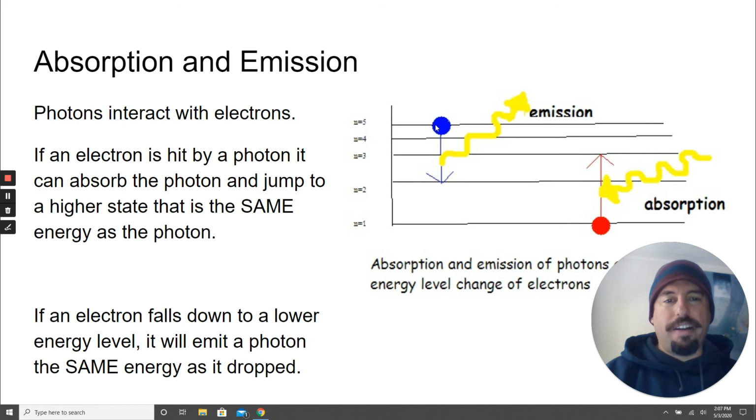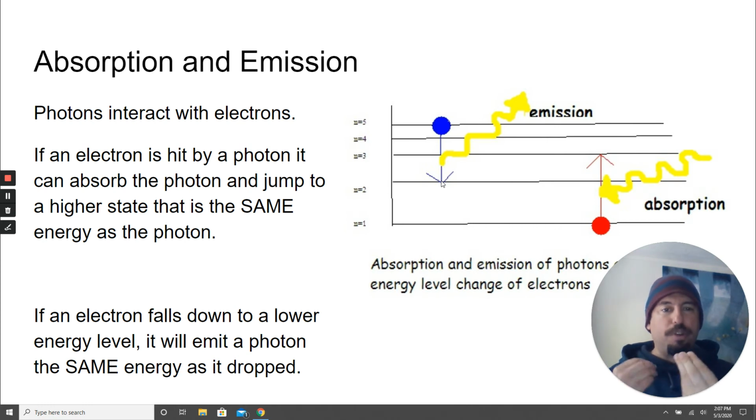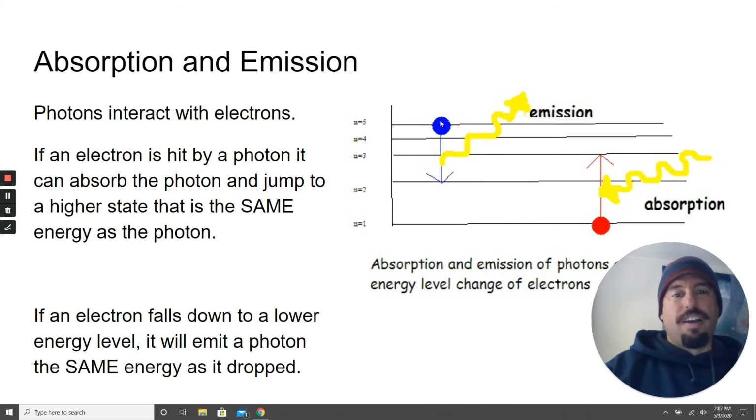Electrons, though, don't like to be up in higher energy levels. They're unstable. So they like to go down. And when they fall down, they will emit a photon. So when the electron drops, it produces light energy. And that light energy will have the same energy as the energy lost by going down a level or 2 levels. So you can see here, this electron is dropping from n equals 5 to n equals 2. If there was 10 electron volts difference between 5 and 2, then this photon would have 10 electron volts worth of energy.